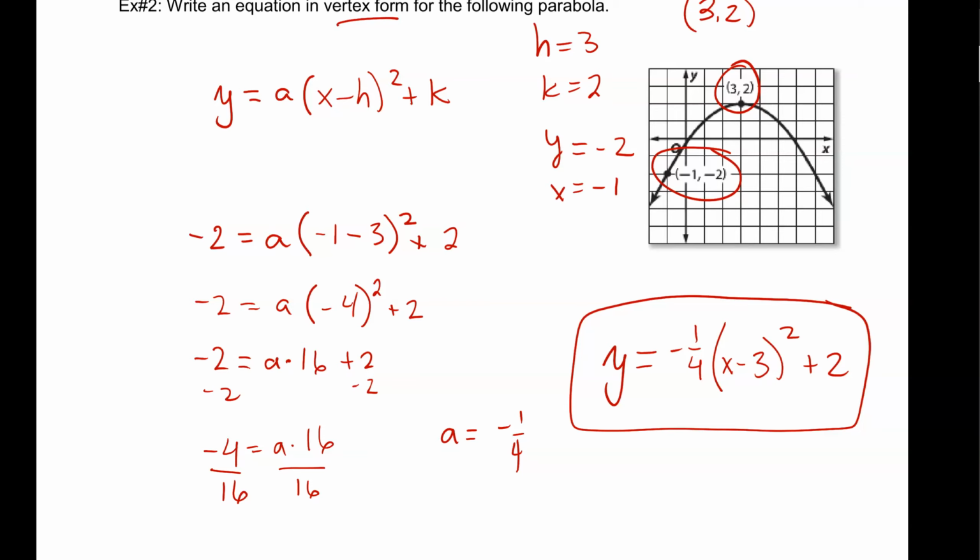What do you mean, like when you got your final answer? Yeah. So literally, if I give you H and K, you plug it straight into your vertex form. I had to solve for what this A was. That's all the work we did, just to solve for the A.